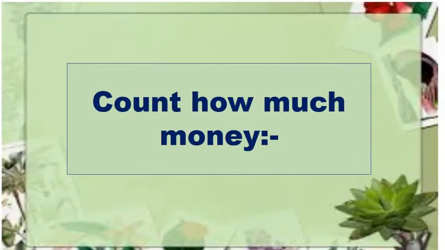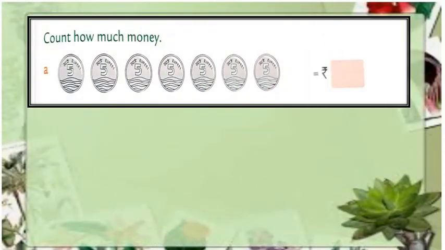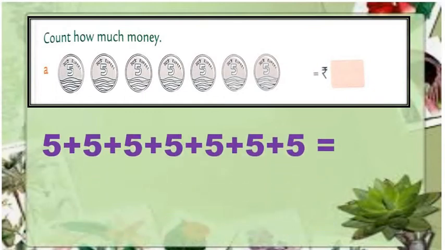Count how much money. Look, here we have some coins. Each coin is of the same value. They all are 5 rupee coins. How many coins? 1, 2, 3, 4, 5, 6, 7. 7 coins of 5 rupees. We want to know how much money there is in total.